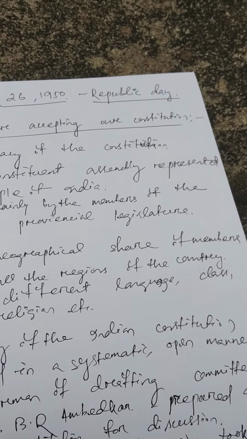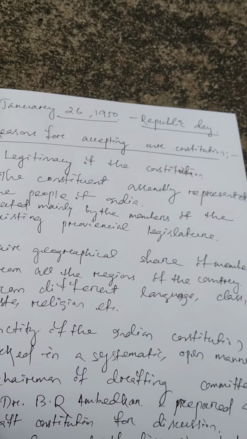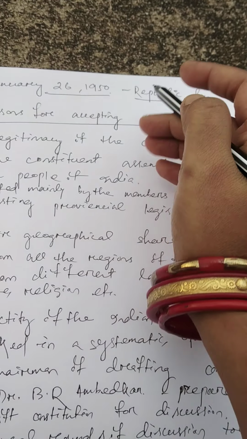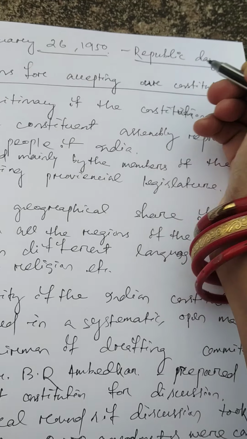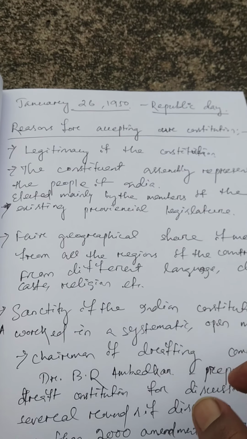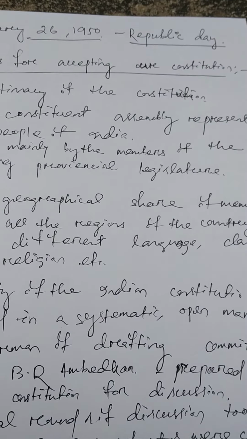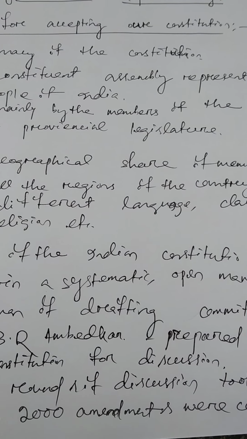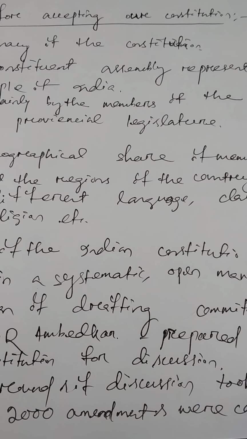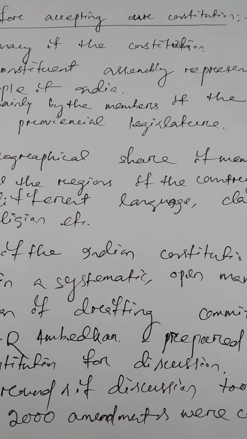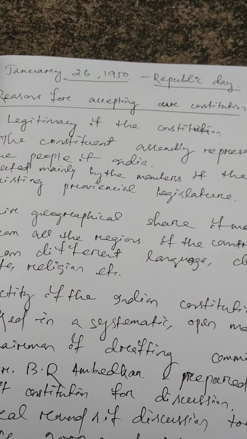Then we will discuss the reasons for accepting our Constitution. Why do we accept the Indian Constitution? What are the basic features of the Indian Constitution? First, the legitimacy of the Constitution. The Constitution was legitimate. It was accepted by all, and even today it is accepted by all the members, all the political parties, and all the people.